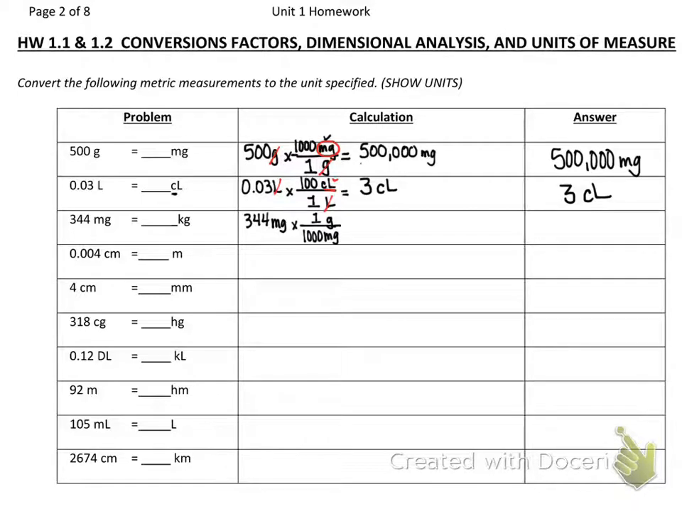I can now cancel out my milligrams, but I'm left with a gram. Am I happy with gram? Nope, I sure am not. So then I'm going to cancel out my grams by putting it in the denominator. And I want to get to kilograms. Is there a link between kilograms and grams? There sure is. We have 1,000 grams is equal to 1 kilogram. Now I can cancel out my grams, and I'm happy with kilograms. I can now write my equal sign.